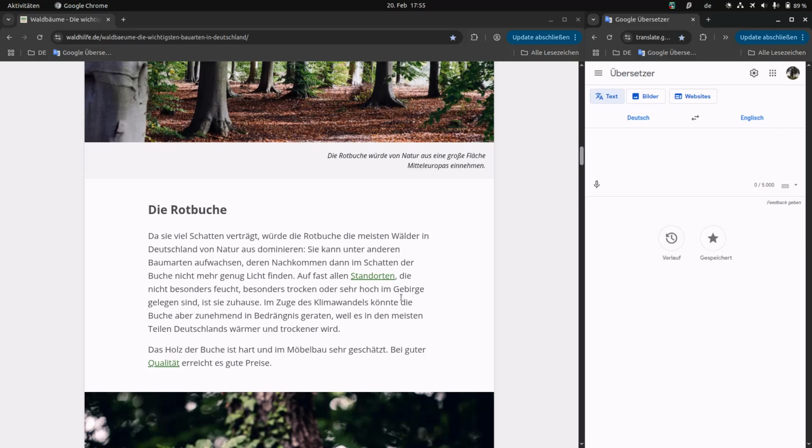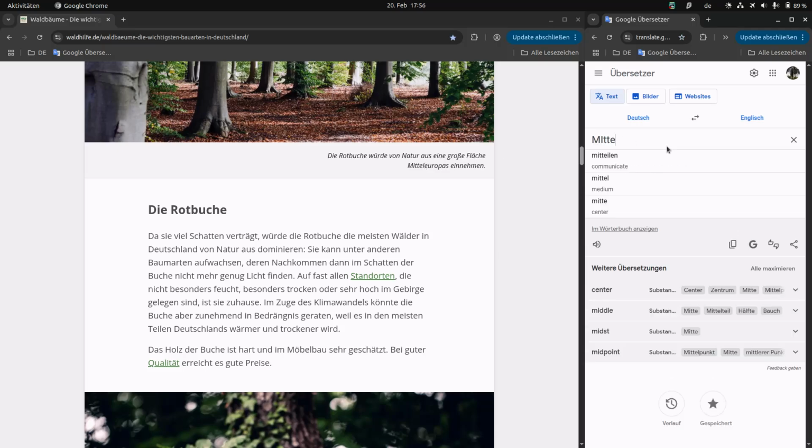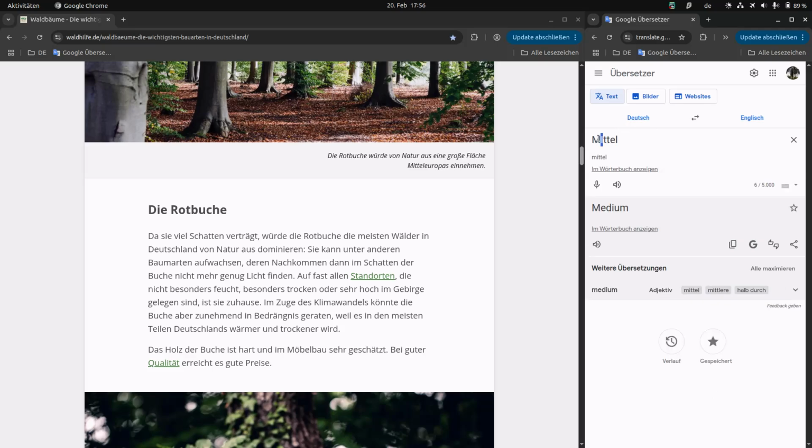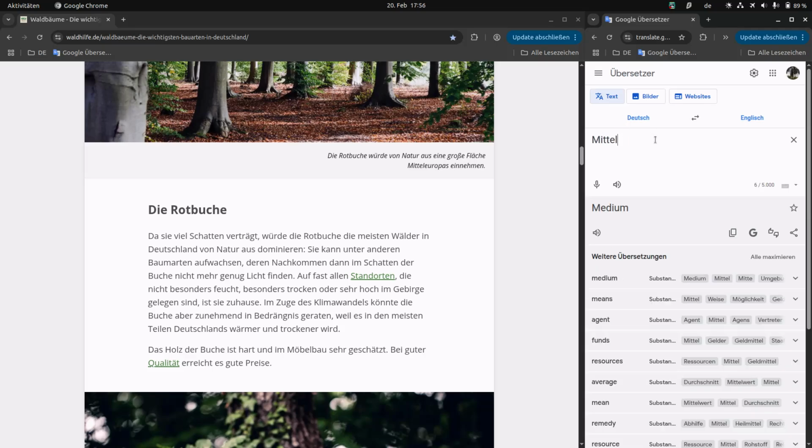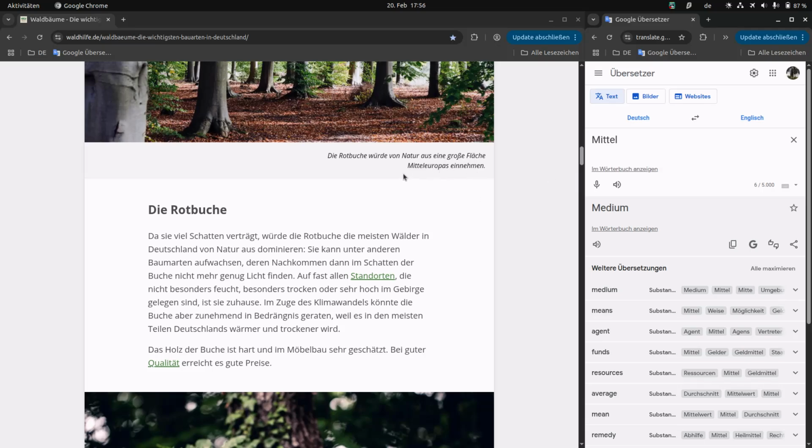Mitte, Mitteleuropas, but in this case it's referring to, of course, the word Mitte, so like middle of something, Mitte. And Middle Europe, Central Europe, probably in English.